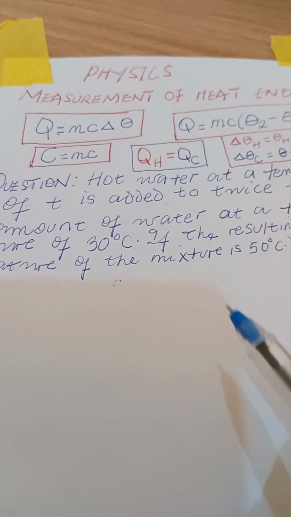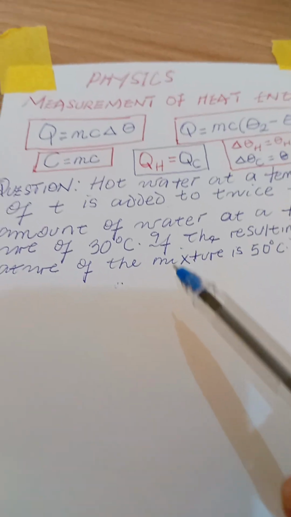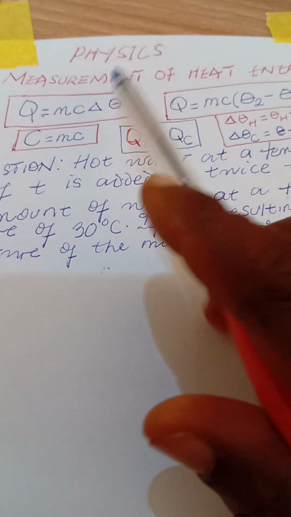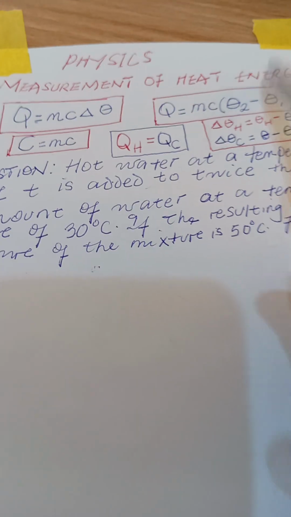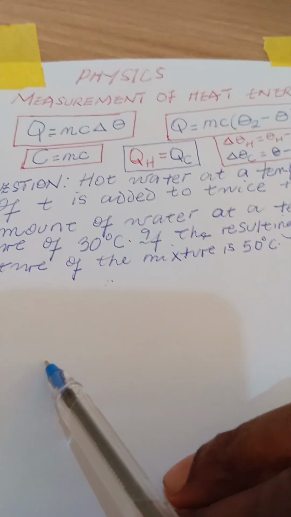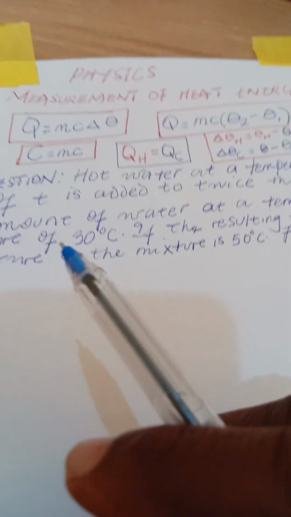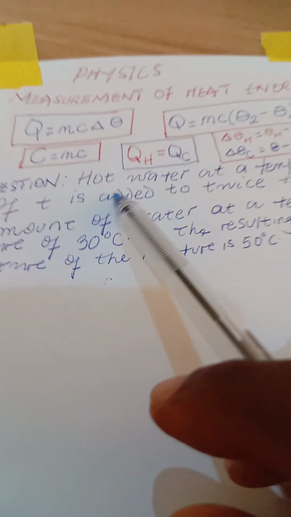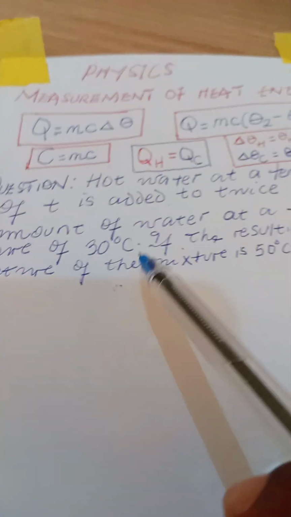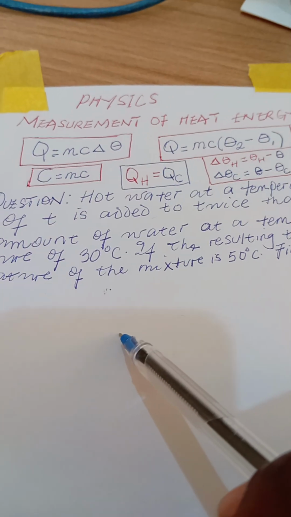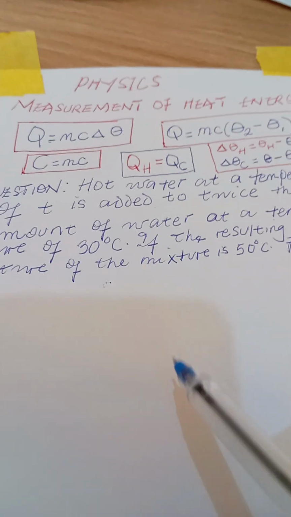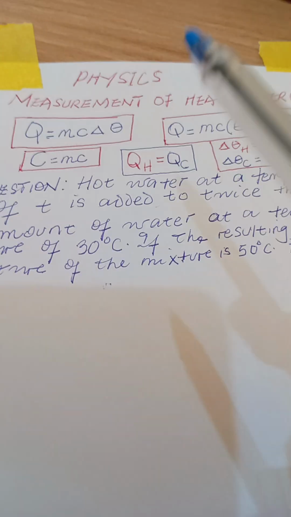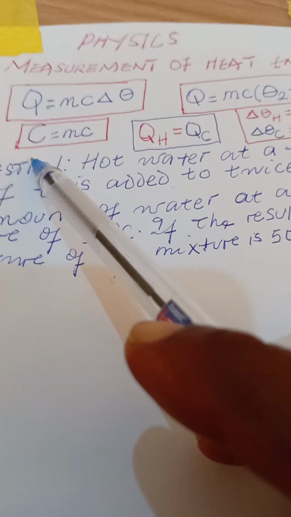We are going to be looking at this in the context of physics this morning, and the topic is measurement of heat energy. Heat in physics is often seen as energy, and the reason is not unconnected to the fact that heat is one of the sources of energy. So we will not be incorrect if we say heat is the same as heat energy. We're looking at the measurement of heat energy in the context of physics.